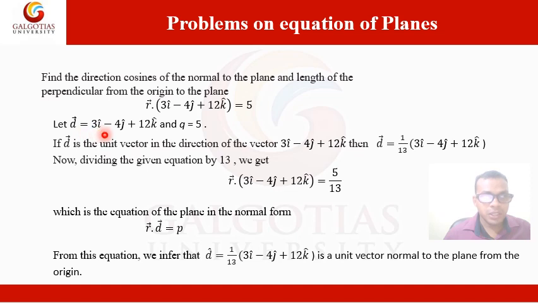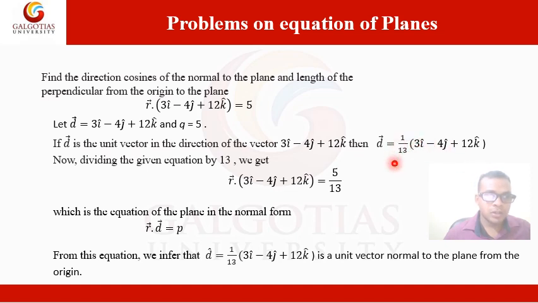D vector is going to be 3i cap minus 4j cap plus 12k cap, and what is your q here? So q is equal to your 5. So you know that you need to find the unit vector. What does the unit vector mean? The unit vector means you have to find something like d vector. Unit vector of d vector is going to be d vector divided by modulus of your d vector, and which is given by 3i cap minus 4j cap plus 12k cap divided by modulus of this part.